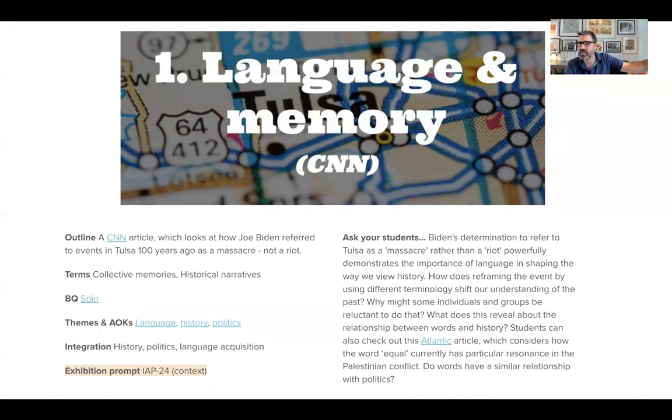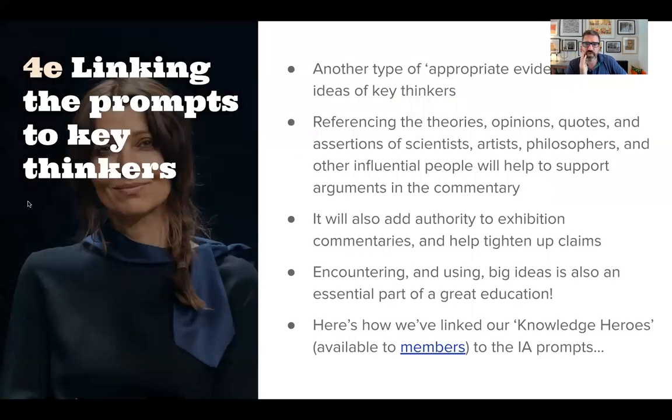Obviously linking it again to their object, and maybe the story itself might encourage them and help them to choose their object. So you get a link to all of the stories that we use in the newsletter in that kind of way, and hopefully this will help them to understand and gather appropriate evidence for their commentaries. Okay, finally, I also think that appropriate evidence comes from the ideas of key thinkers.